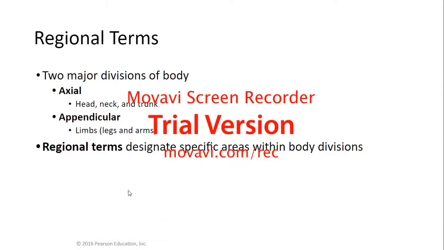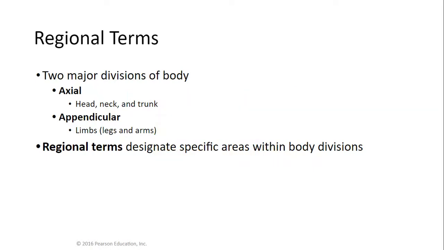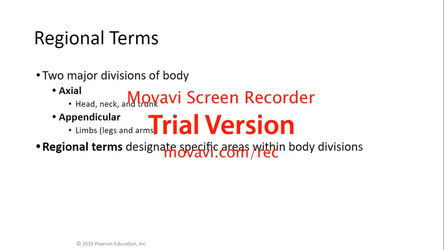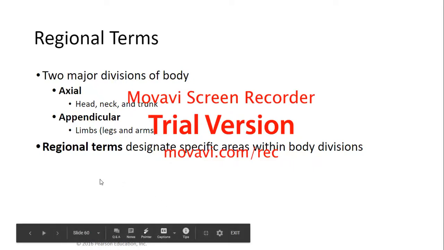All right. So some more terminology. Axial. So it's going to mean the head, neck, and the torso. Okay. And then appendicular is going to be the limbs. All right. The legs and the arms. All right. And then we're going to have regional terms that designate specific areas within body divisions.